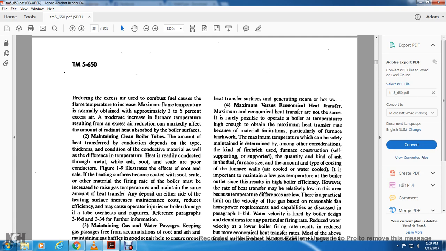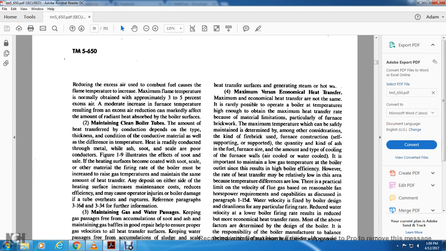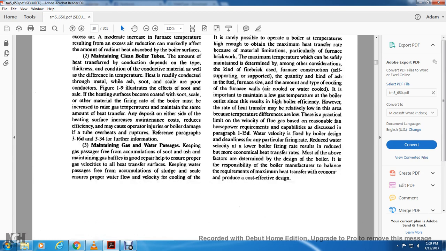When the heating surface becomes coated with soot and scale, the firing rate for the boiler must be increased with the rise in flue gas temperatures to maintain the same amount of heat transfer. Any deposit on either side of the heating surface increases maintenance cost and reduces efficiency, and can cause operator injuries, boiler damage, and tube overheating and rupture. Refer to paragraphs 316D and 334 for further information.